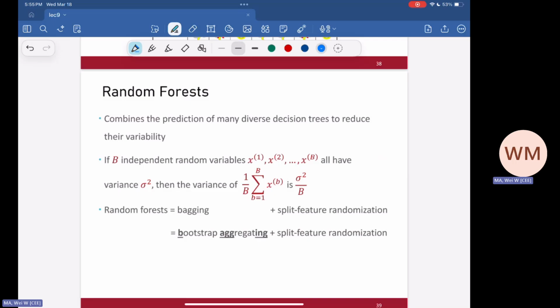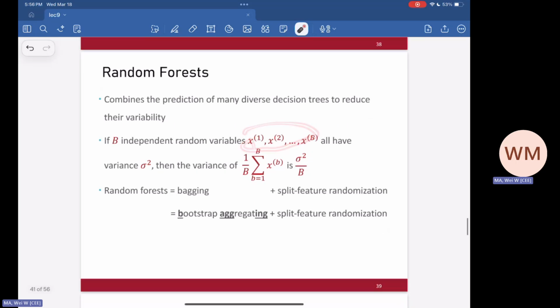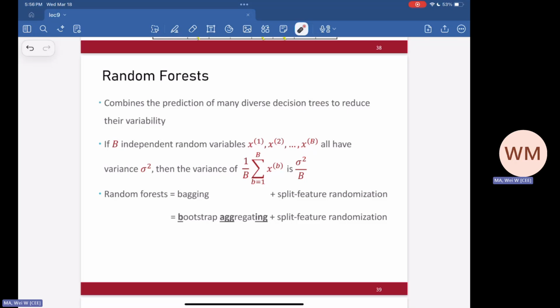One of the very representative methodologies for bagging is random forest. This one you have definitely heard about because it's super high performance. The reason it has good performance is mainly because of bagging. Bagging basically says that if you have a lot of decision trees, a lot of weak learners, there is a theory that if you have B random variables, and each random variable has a variance of sigma square, then the variance of the average of those X is sigma square over B.